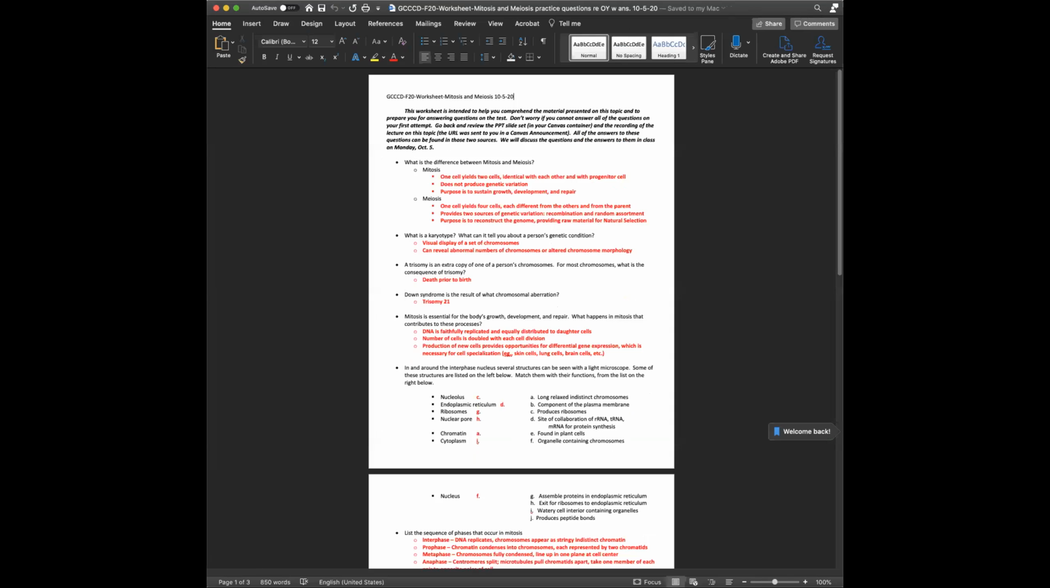And is the print there big enough for you to see? Can you read the worksheet? Mitosis Meiosis worksheet? Yes. Okay. It's not showing up as a slideshow option, so we're going to have to go with what we've got here.